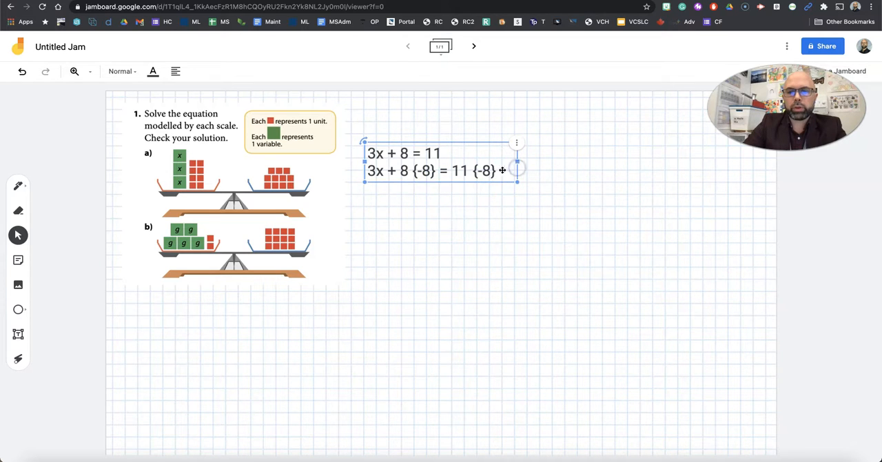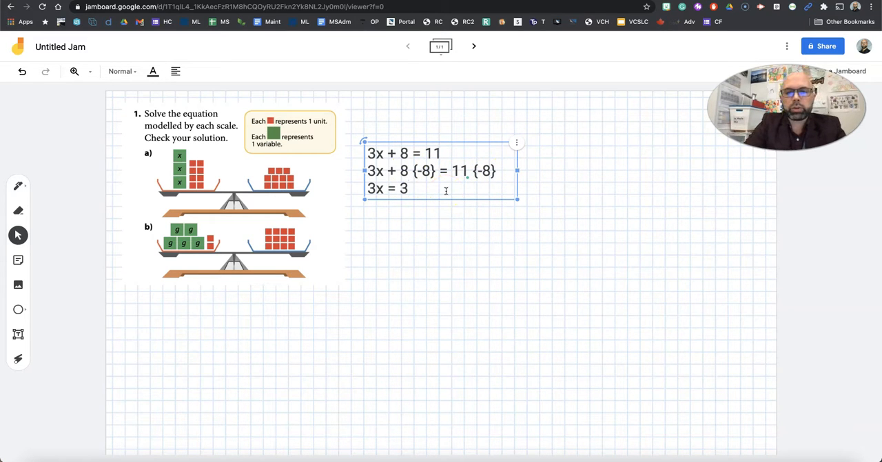Now, I know some of you are probably able to solve this equation just at a glance, and that's great, but this format is really what we're after. The process is what we're after. Okay, so now I'm left with 3x equals 3, right? 8 minus 8 is 0. 11 minus 8 is 3.